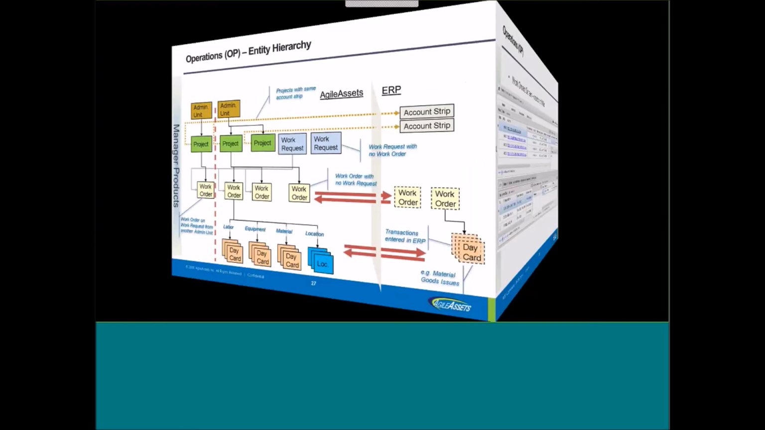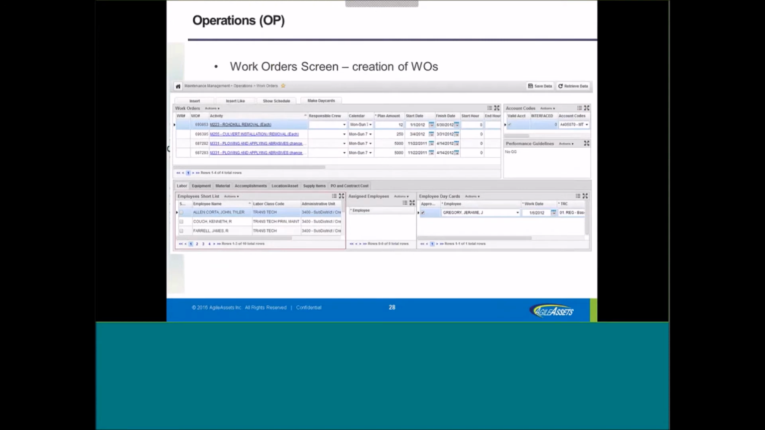So again, we're scratching the surface a little bit here, but nonetheless, it's useful to go through these entities. Here's an example of the work order screen in Agile Assets. Again, it's a particular configuration. What you're seeing is your work orders in the top half, your account codes that we talked about in the top right-hand side, and those performance guidelines, in other words, your unit costs that I talked about, also in the upper right. In the bottom half, you're seeing all that detailed information that I talked about per work order. You'll have a work order highlighted in the top half and be able to see all the details, your labor day cards, equipment day cards, material day cards, in the bottom half.